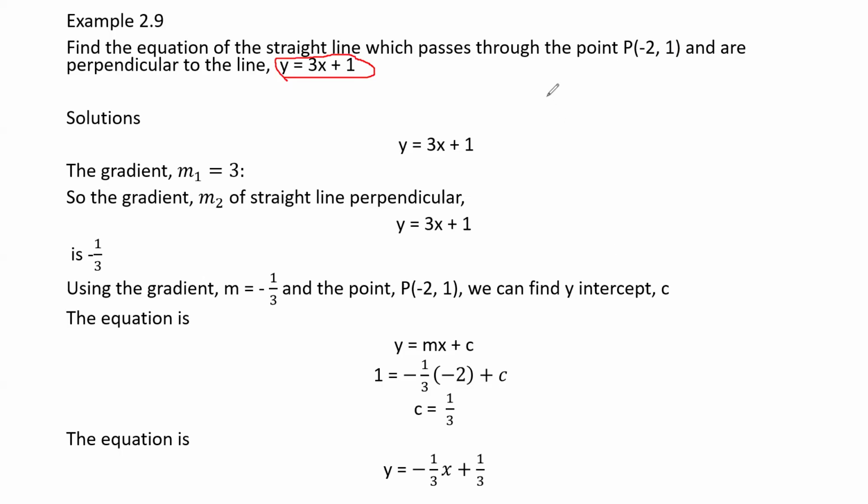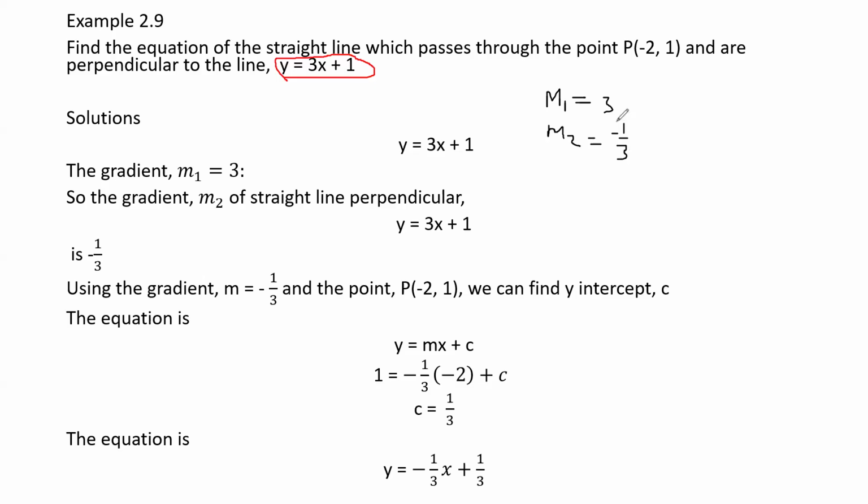What is the gradient of this line? 3. Good. So m1 is 3. Therefore, what is m2? Minus 1 over 3. Turn it upside down. So the gradient of the line that we have to find is minus 1 over 3. We know m to be negative 1 over 3, and we know the point P, so we can find our y-intercept.